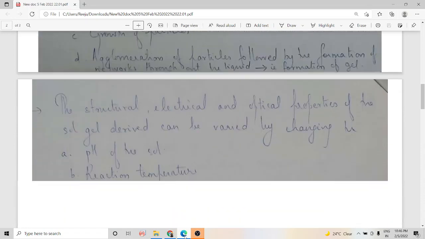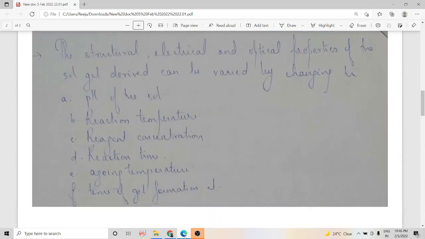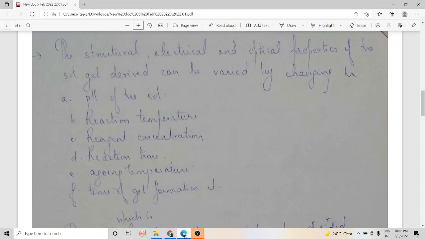Now, the structural, electrical, and optical properties of the sol gel derived material can be varied by changing the pH of the sol, the reaction temperature, reagent concentration, reaction time, aging temperature, time of gel formation, etc. All these features can change the structural, electrical, and optical properties of the gel formed.